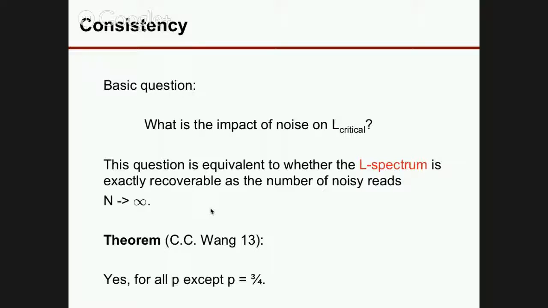From the noisy reads. And the question is whether the alpha spectrum is exactly recoverable as the number of noisy bits goes to infinity. So in statistics, when one asks this question, there's a term for this concept. Do people know what the term is? You want to know whether you can estimate something exactly as the amount of data goes to infinity. That's the most basic question that one can ask in statistics.